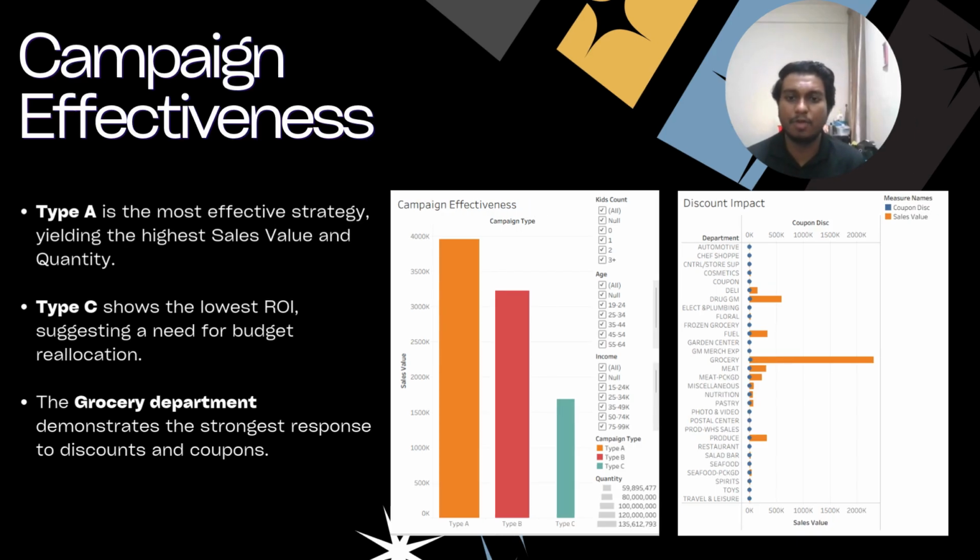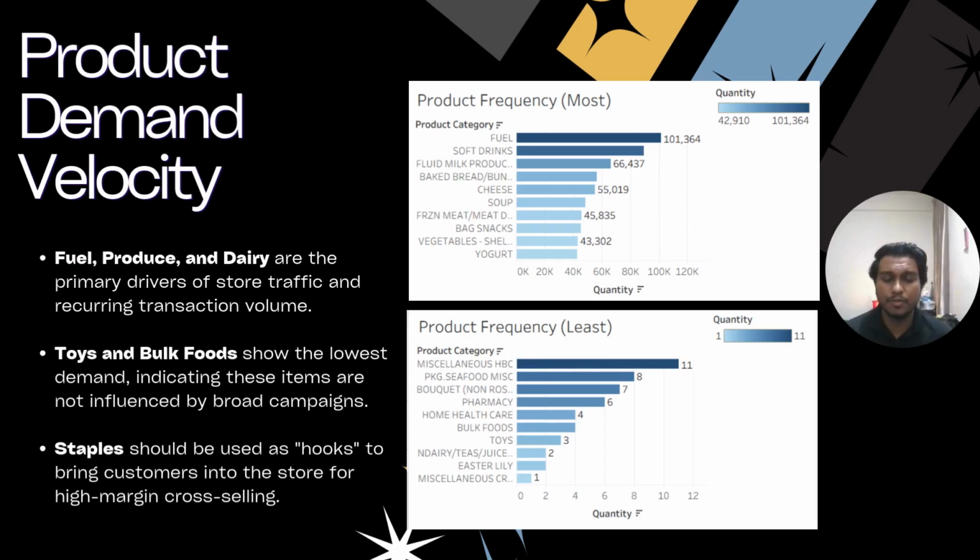So the first one is based on campaign effectiveness. This is visual 1 and 2. These show that campaign type A is our highest grossing strategy. A key insight here is that extreme price sensitivity is in the grocery department. The revenue spikes are almost entirely dependent on the depth of the discount that is offered.